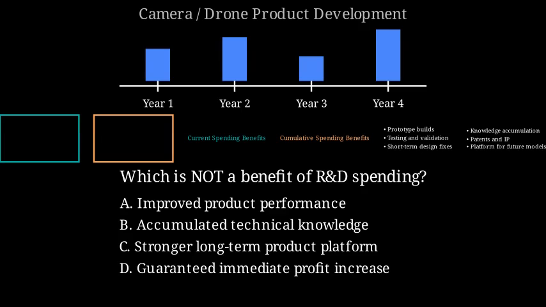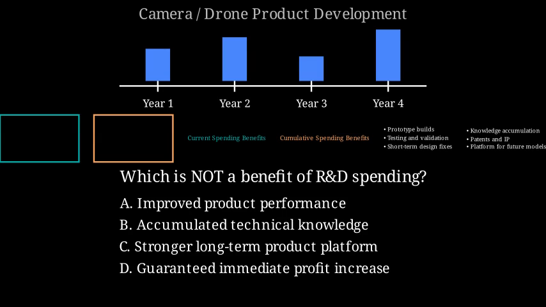Option A says improved product performance. That is absolutely a benefit. Current spending pays for better cameras, better stabilizers, or new flight software. So A is a benefit. Option B says accumulated technical knowledge. That is a core benefit of cumulative spending. Over time, the team learns and improves. So B is a benefit.